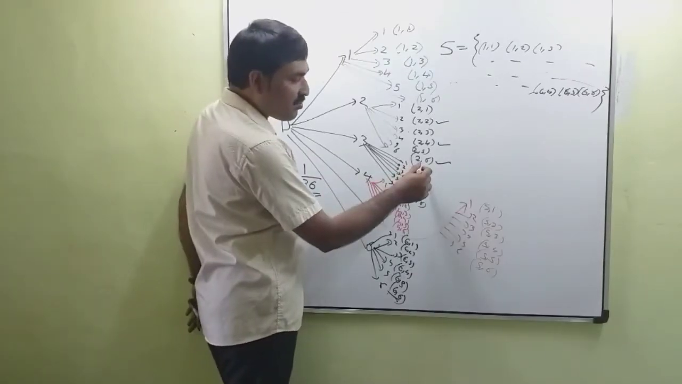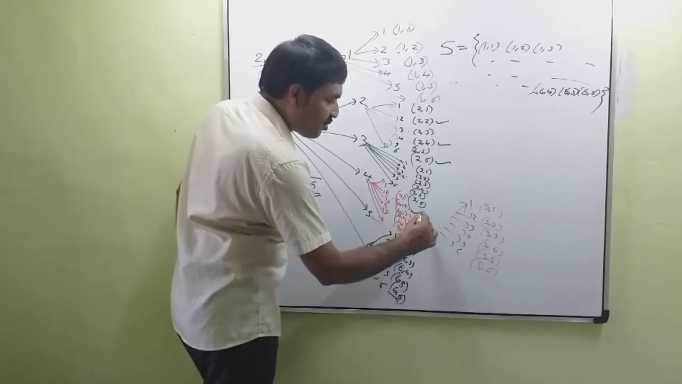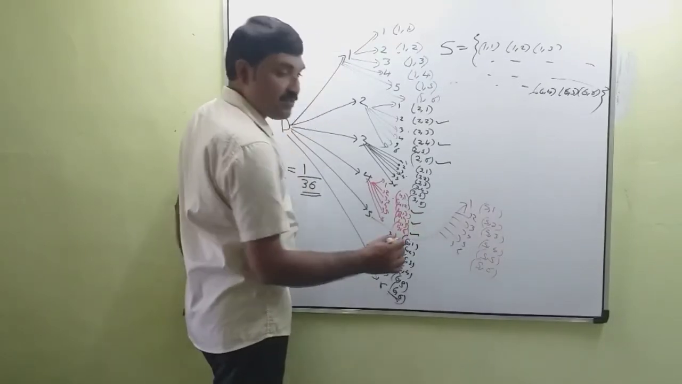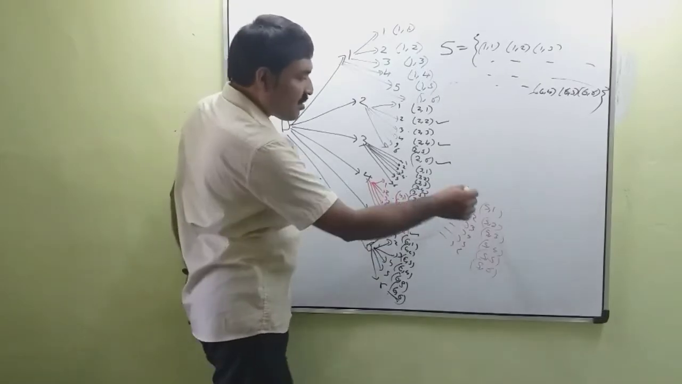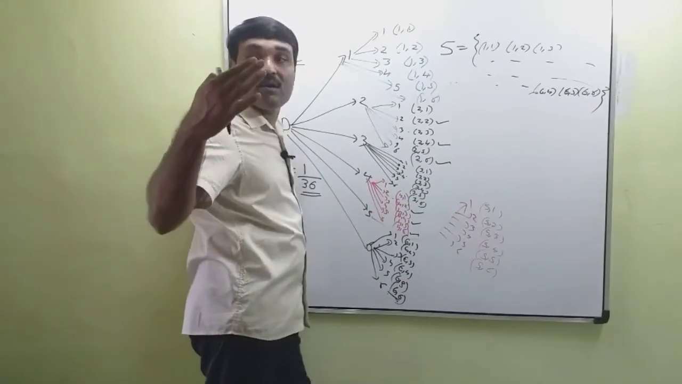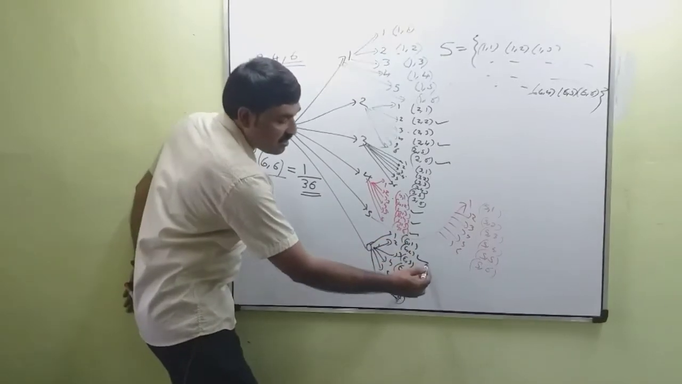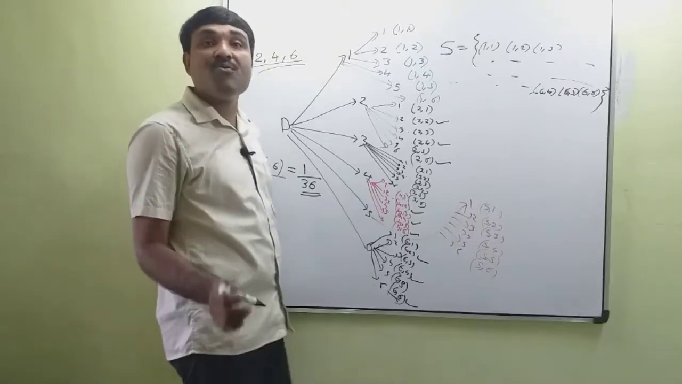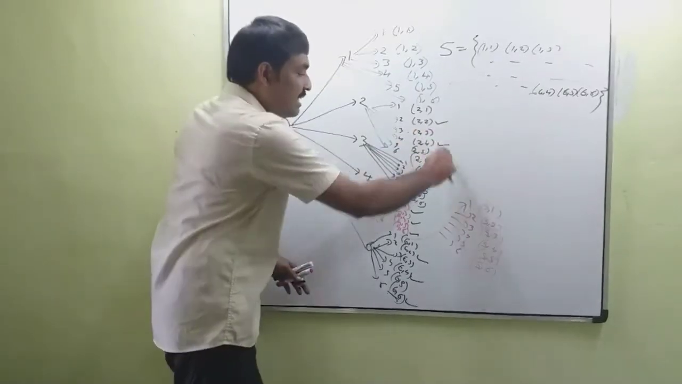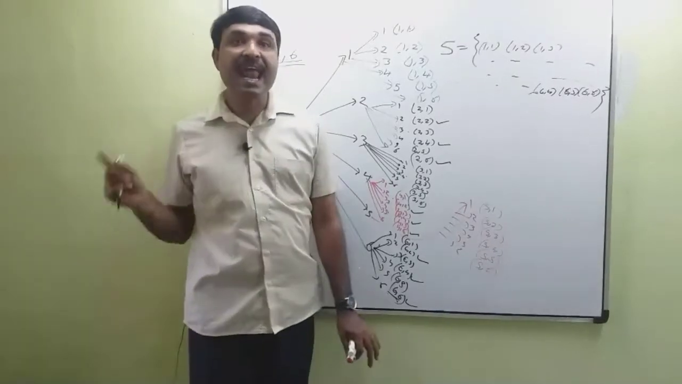Here one number is always odd, so we can neglect. Here 4, 2, 4, 4, 4, 6: 3 favorable outcomes. Here one number is always odd, so we neglect. Now take this: 6, 2 is possible, 6, 4 is possible, 6, 6 is possible. So the number of favorable outcomes is 3 plus 3 plus 3, that is equal to 9.